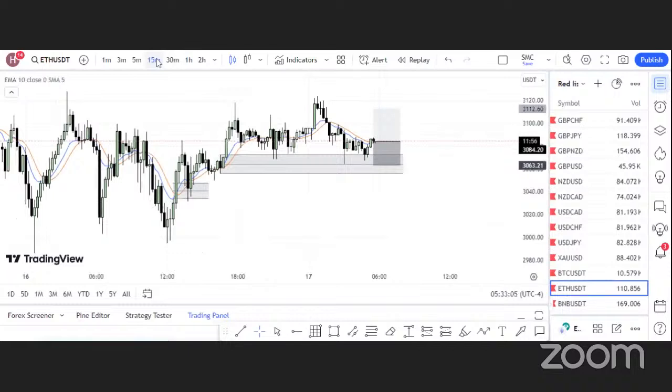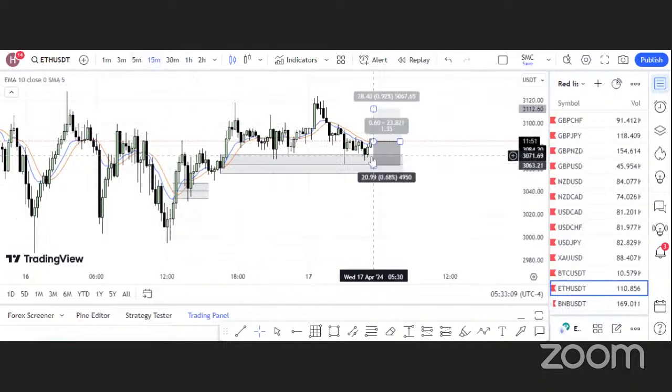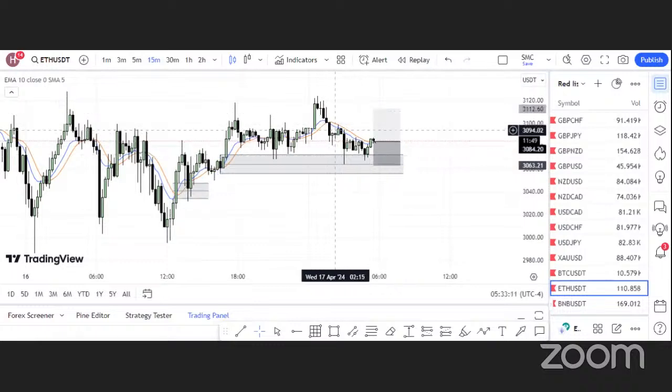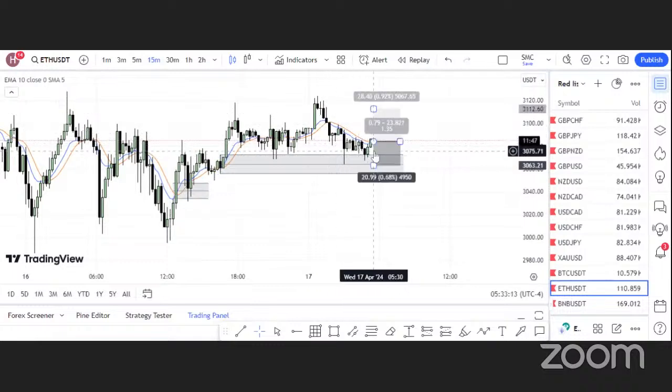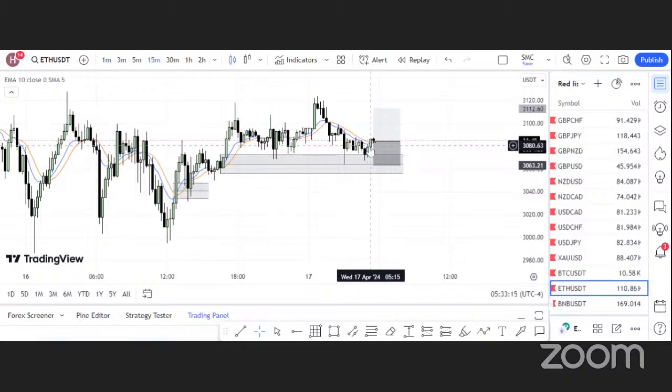We are currently on Ethereum USDT 15 minutes time frame, and as I've said earlier, we have the two moving averages below the current candle. So the current candle printed bullish, and it closed above the two moving averages.